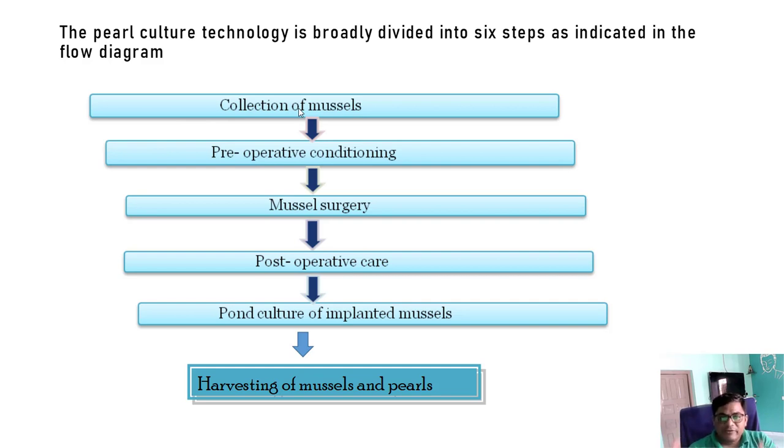Okay, before the experiment we have to keep these mussels in a lab for a few days for acclimatization, and after that the second step is the pre-operative conditioning, then the mussel surgery, then post-operative care and pond culture of implanted mussels, and last one is the harvesting of mussels and pearls.